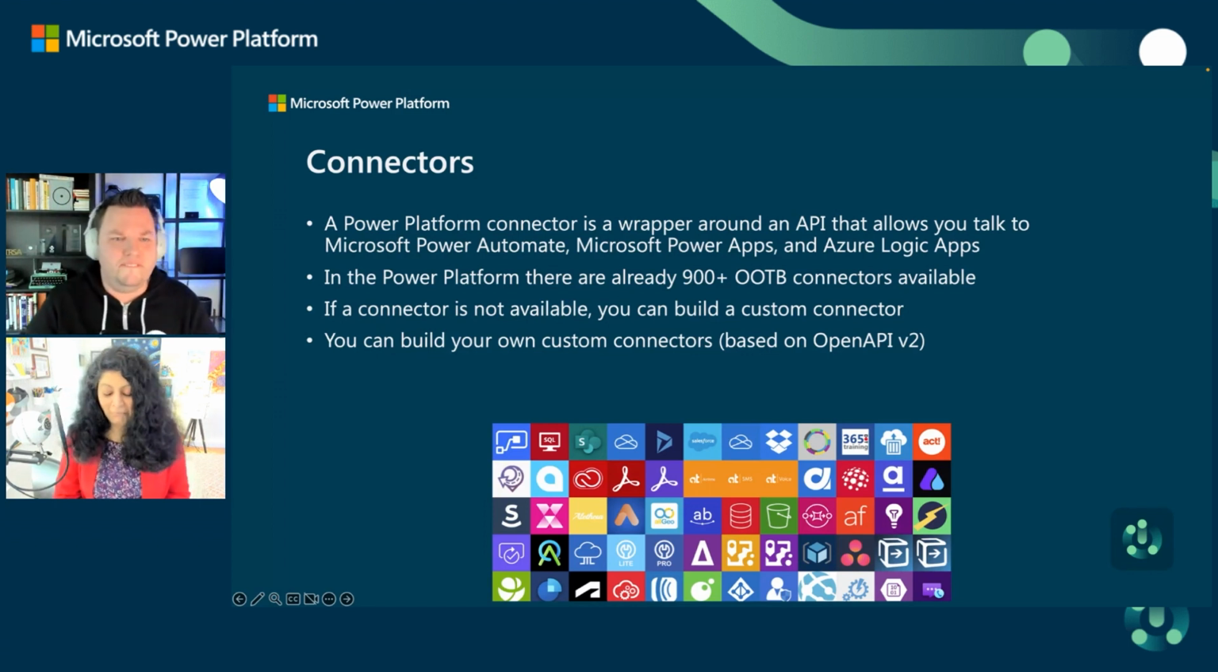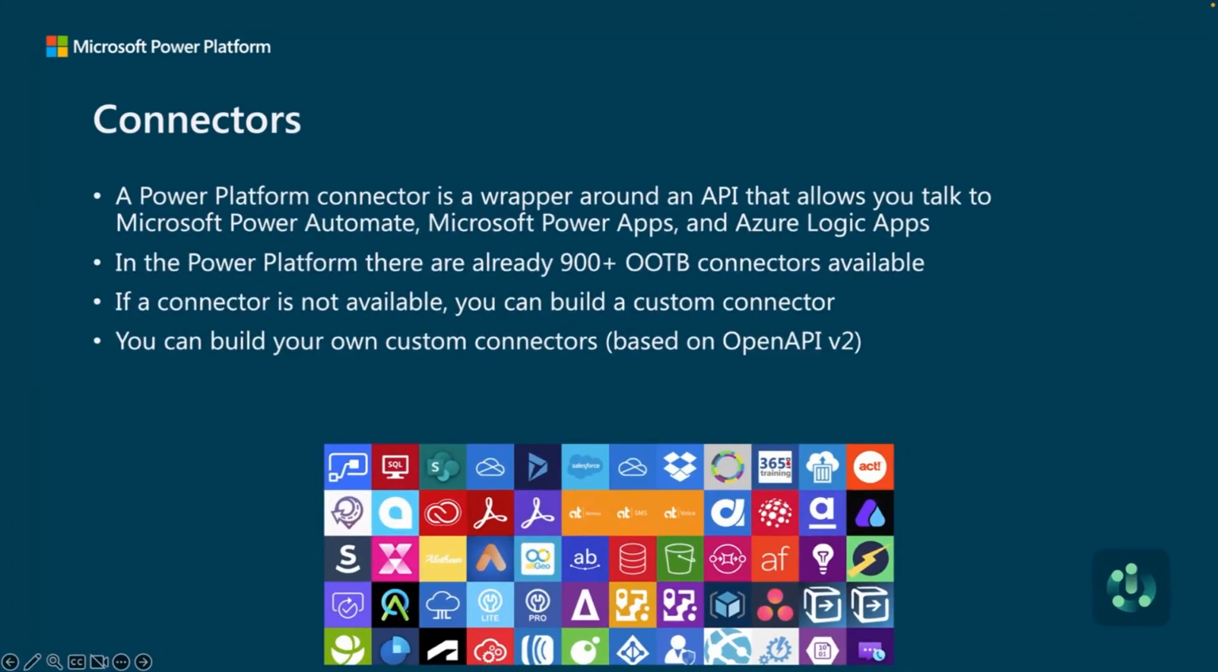And that's really cool. And within the Power Platform, there are already more than 900 out-of-the-box connectors available. So you can see a small list of them at the bottom of this slide. So you can, for instance, see Salesforce, SQL Server, SharePoint. There are a bunch of data sources that you can use here. But if your connector is not available, you can, of course, build a custom connector. And that's what we want, right? Yeah.